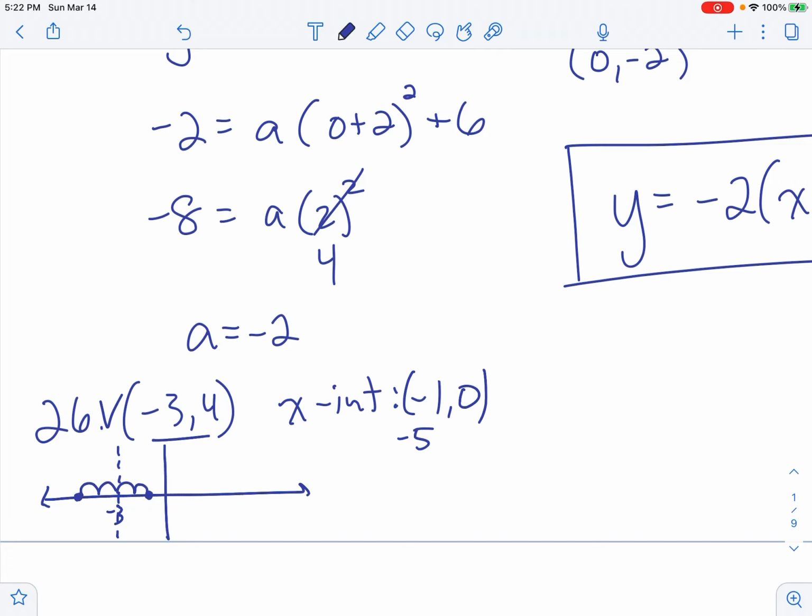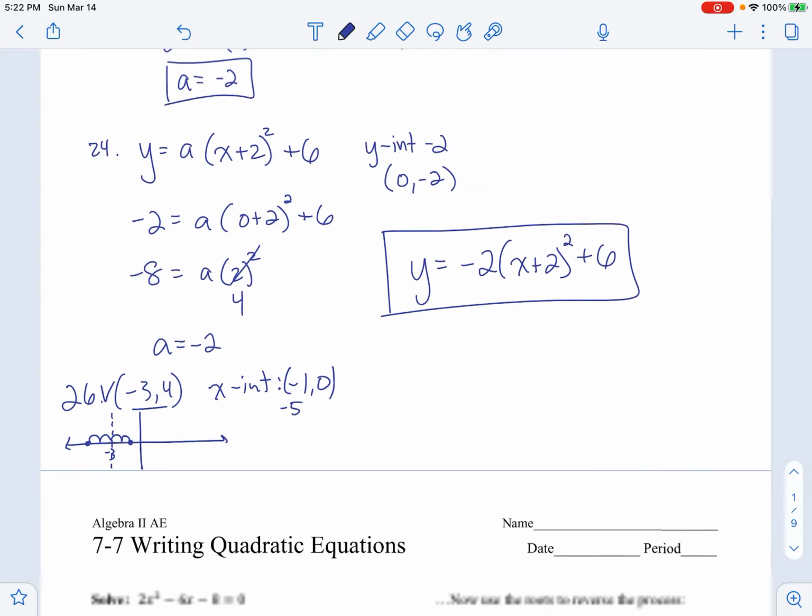So I'll use the point -1, 0. I'll solve for a, just like we did in those other two.